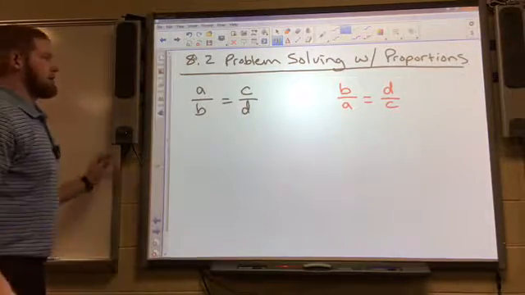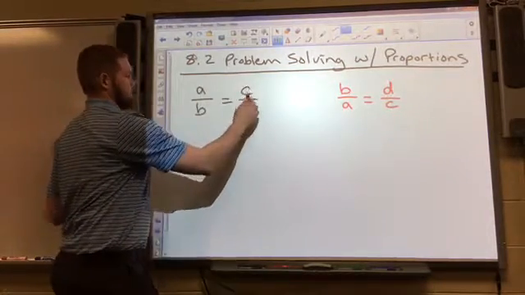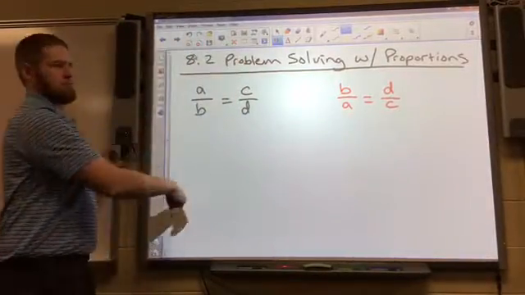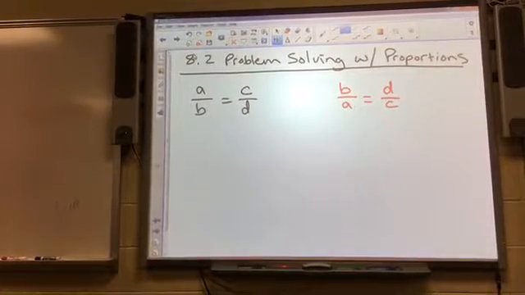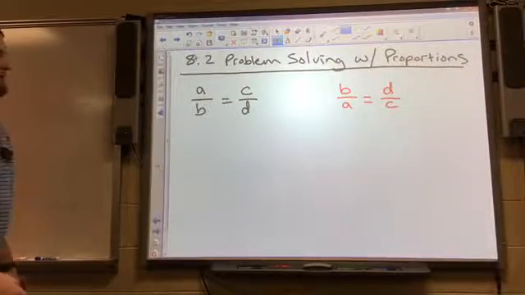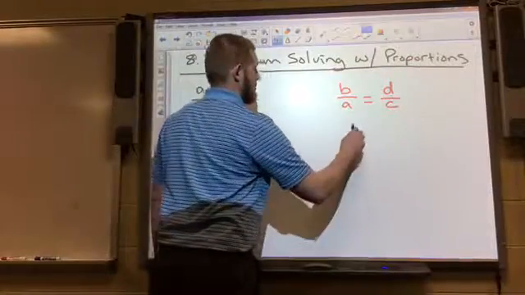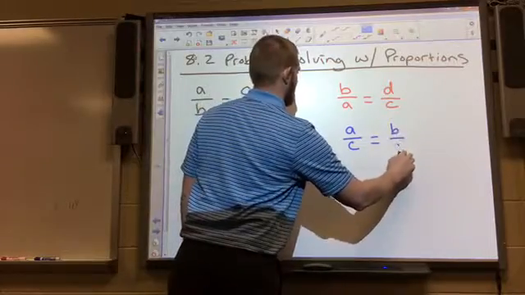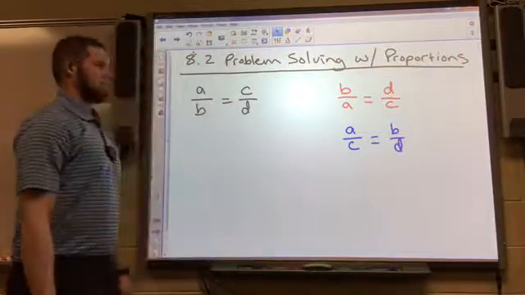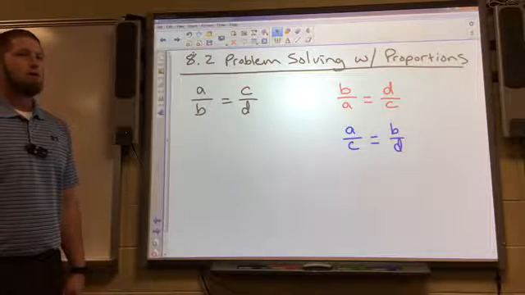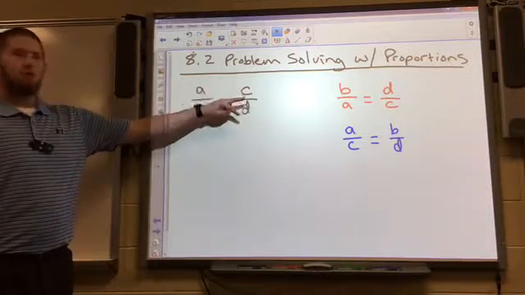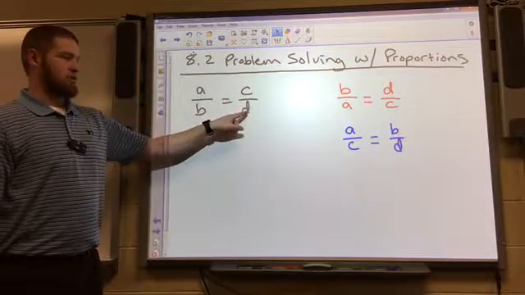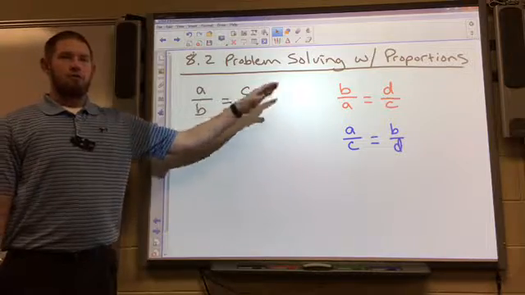And we also found that A over C, or was that the only one we did on Friday? That might have been the only one we did on Friday. Today, we're going to find that A over C is equal to B over D. Okay, so not only can I flip them, but I can also go horizontal, right? So I can go A over C, B over D. Notice, they're all supposed to be the same.